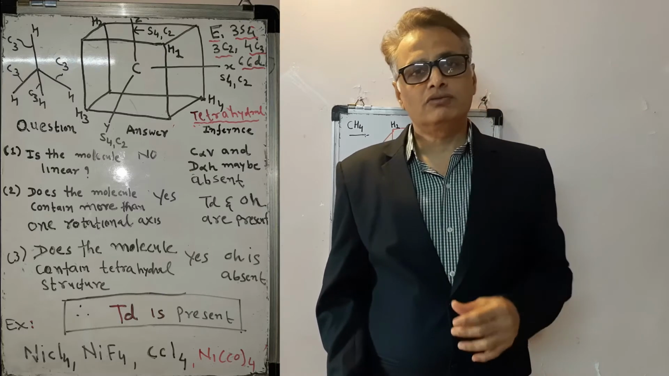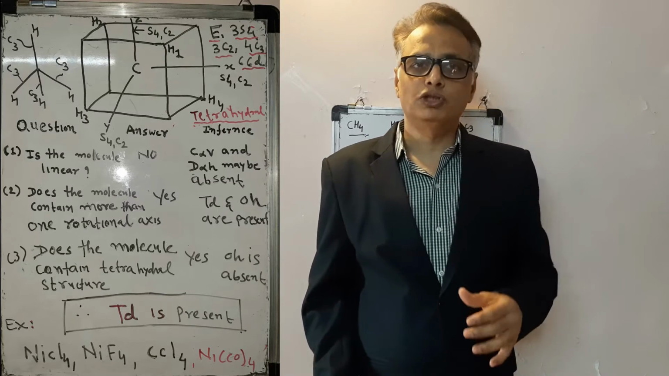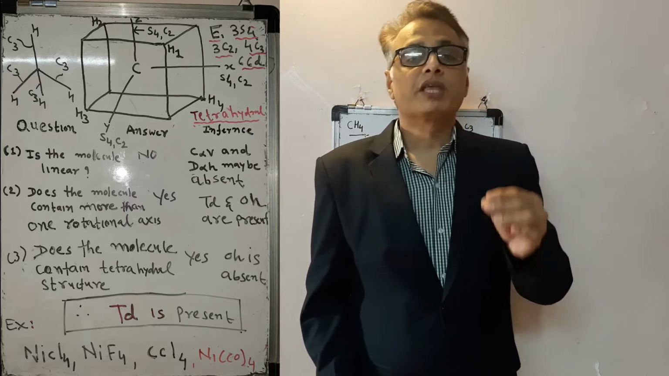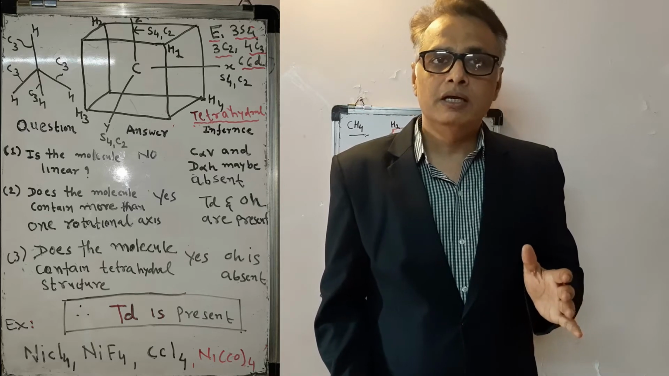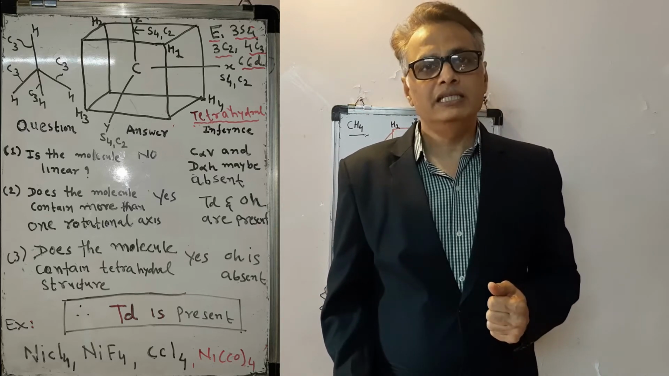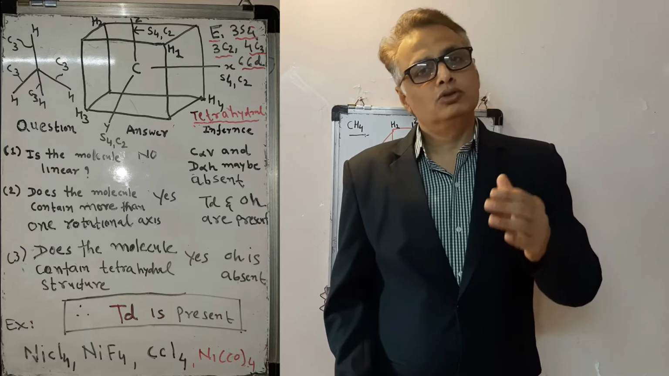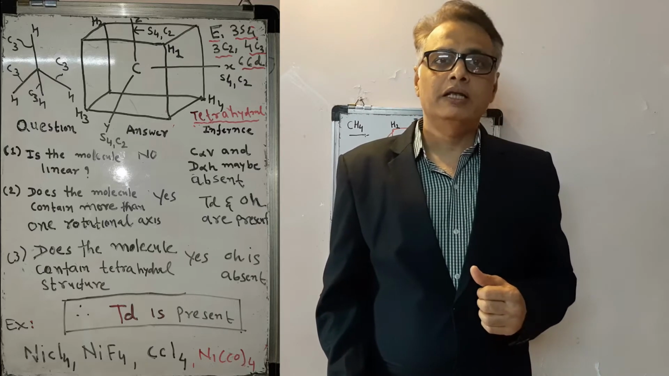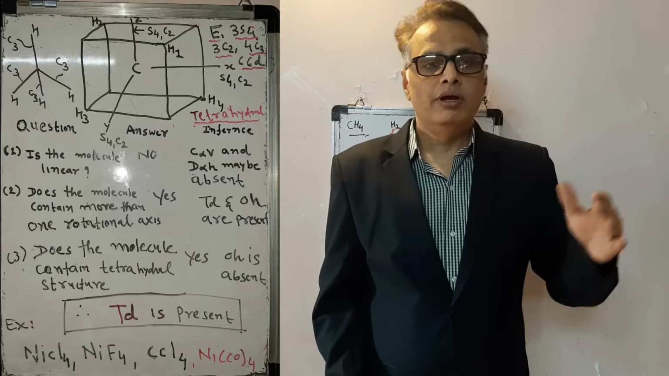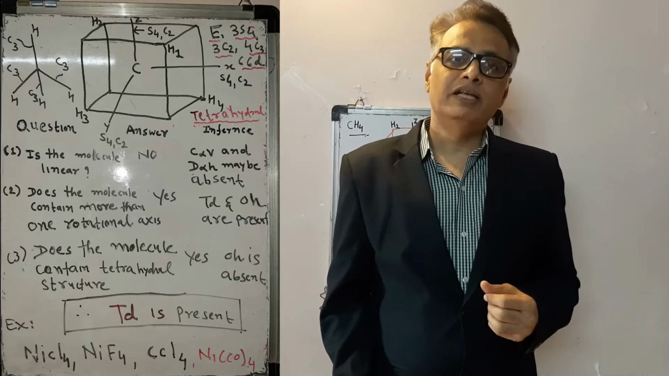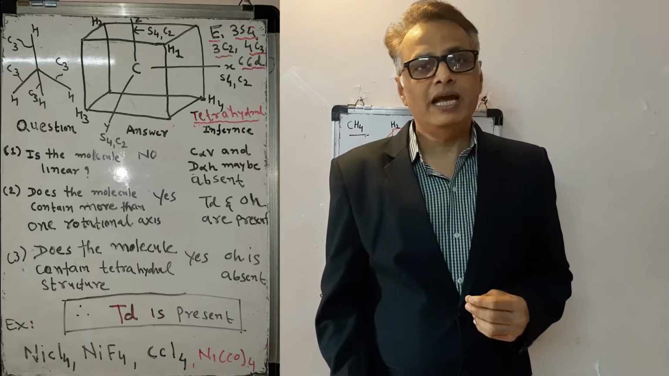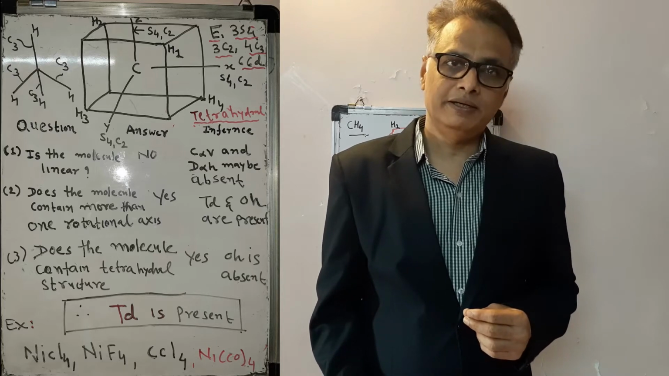Now, in order to find out the point group, we have to follow the flow chart. So we have to write 3 columns: question, answer and inference. In the first question, as per the flow chart, we are going to ask: is the molecule linear? Here we have already discussed that it has a tetrahedral shape. So the molecule is not linear. That means the answer is no. And that's why in inference we will write C infinity v and D infinity h are absent.